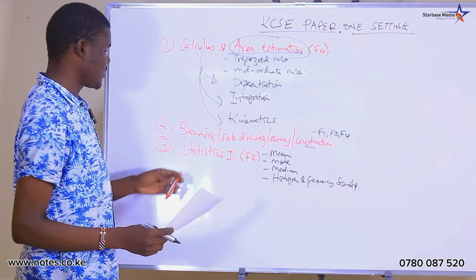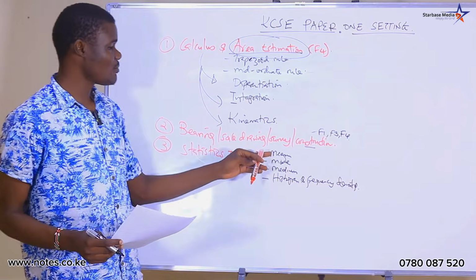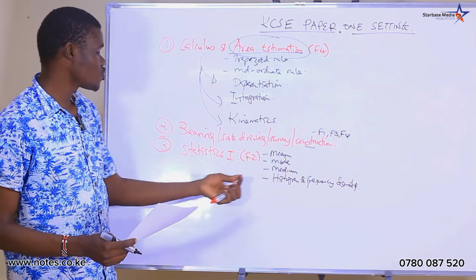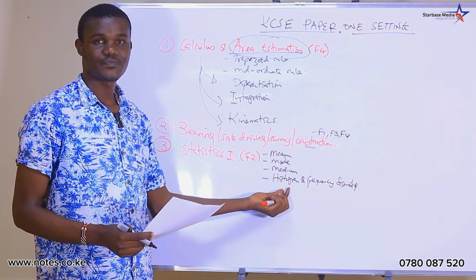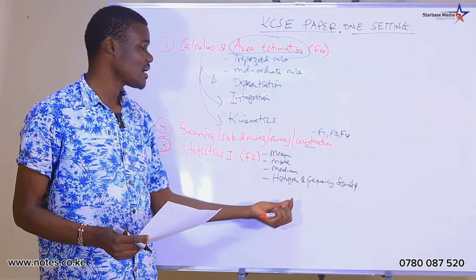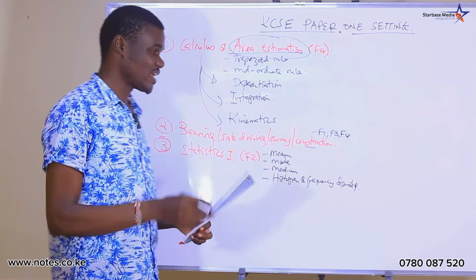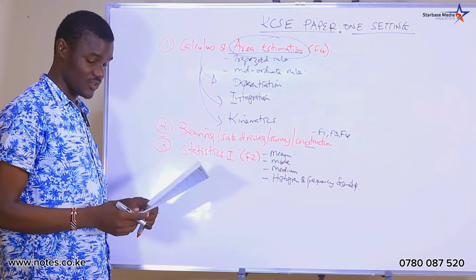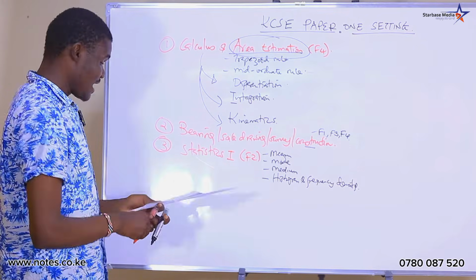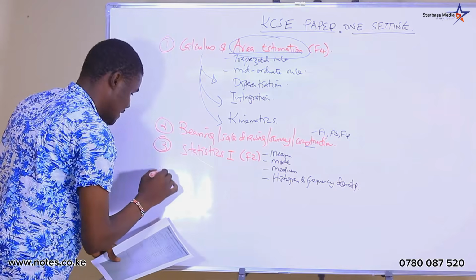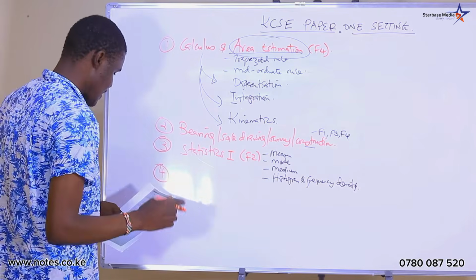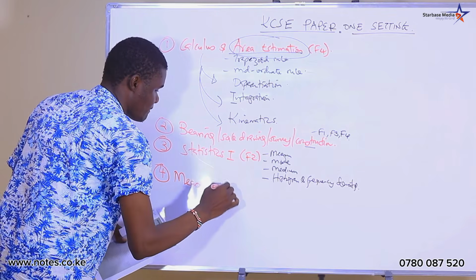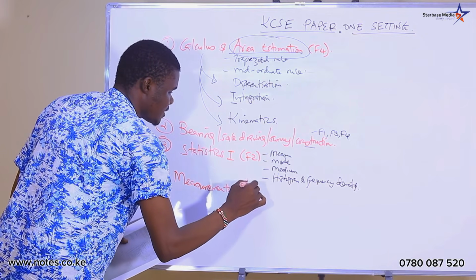As you are revising for these areas, ensure you know how to get the mode, mean, median. You know how to construct or draw a histogram and a frequency density. So that is also an area where you must expect a question in Section B and also in Section A. Another thematic area is measurements and trigonometry.